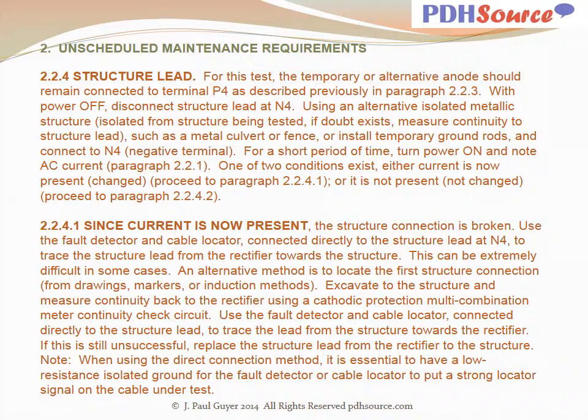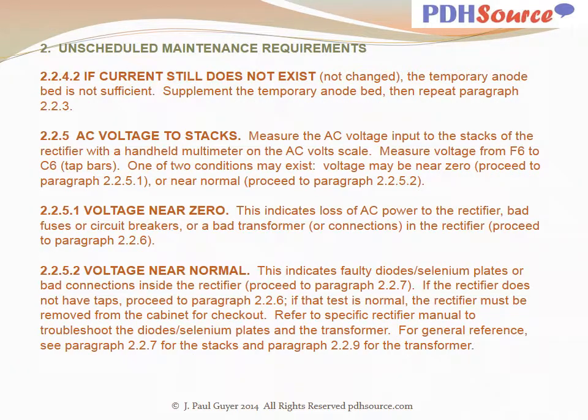Use the fault detector and cable locator connected directly to the structure lead to trace the lead from the structure towards the rectifier. If this is still unsuccessful, replace the structure lead from the rectifier to the structure. Note that when using the direct connection method, it is essential to have a low resistance isolated ground for the fault detector or cable locator to put a strong locator signal on the cable under test.